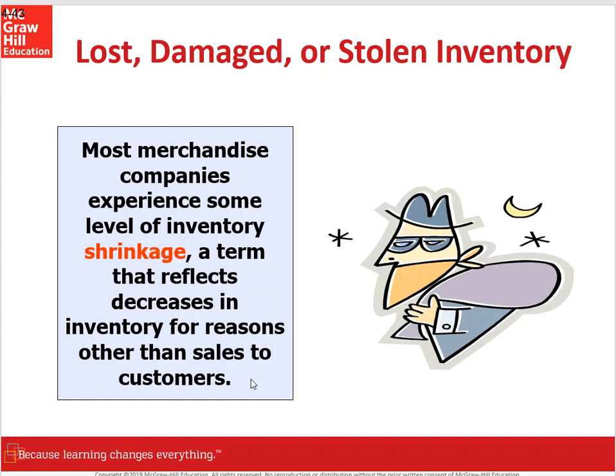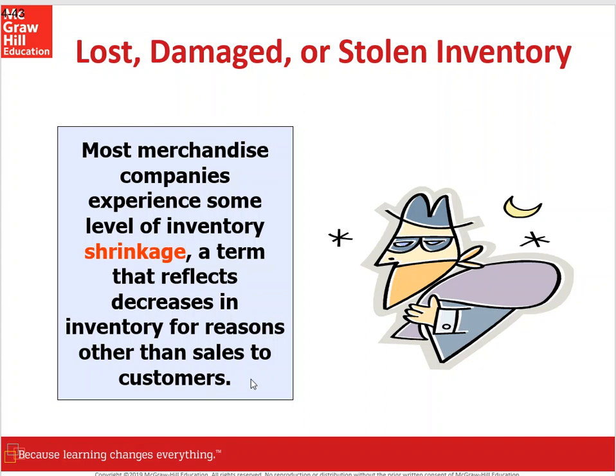So that could include just things get broken and damaged in the course of doing business. But unfortunately, it also includes stolen inventory, which we'll talk about more in Chapter 6 when we deal with internal controls. But sadly, a lot of inventory that's stolen, it's not customers stealing inventory. That does happen. It's not necessarily burglars in the night stealing the inventory. That does happen. But most often, it's the employees that steal the company's own inventory. So we'll talk about internal controls in Chapter 6.